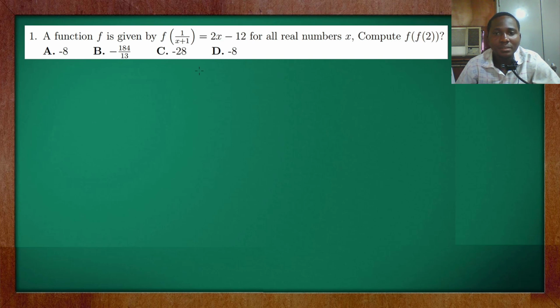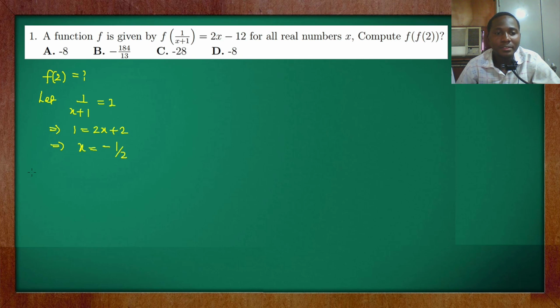that since we want to find f of 2, we can actually let 1 over x plus 1 be equal to 2. On doing that, we are going to have 1 equals 2x plus 2. So if we make x the subject of the formula, we have x equals minus 1 over 2. Because if you collect like terms and divide both sides by 2, we have x equals minus 1 over 2.